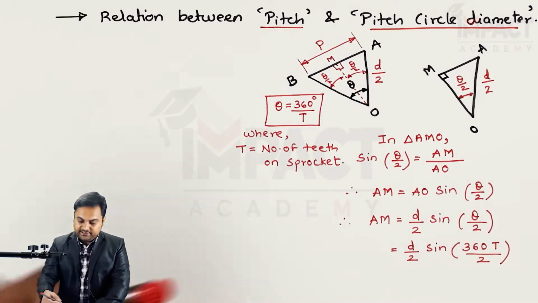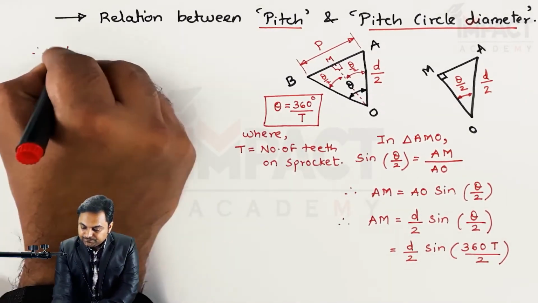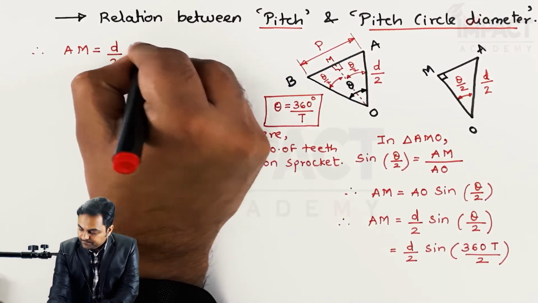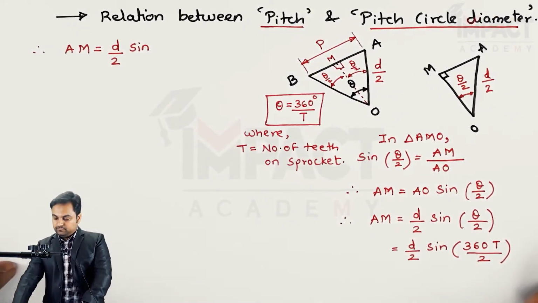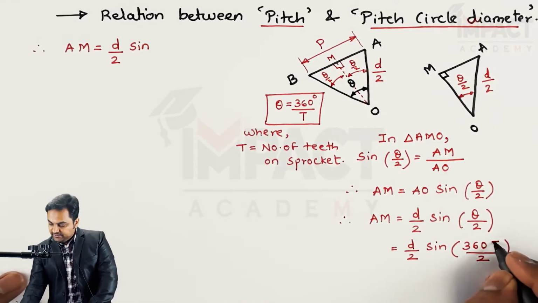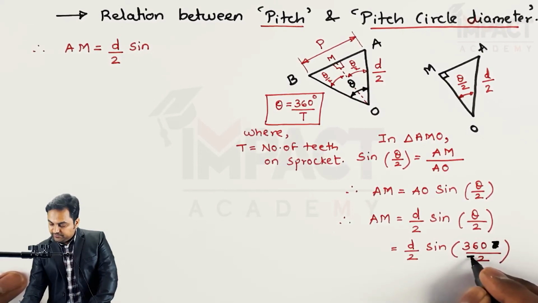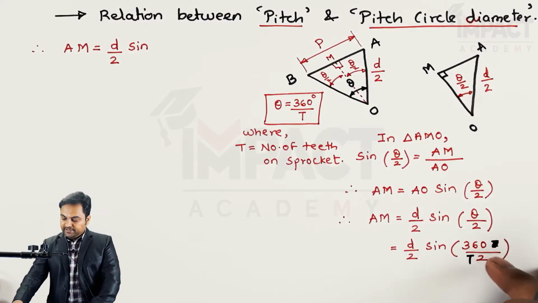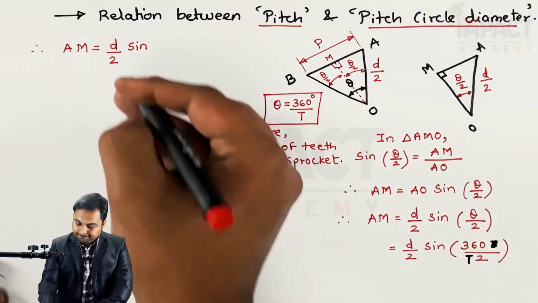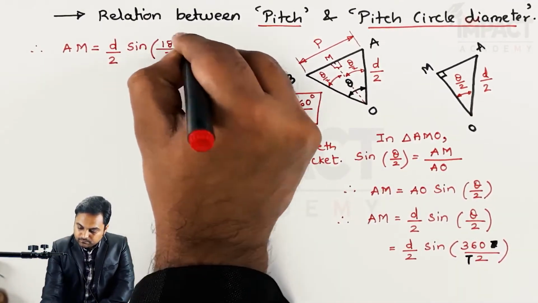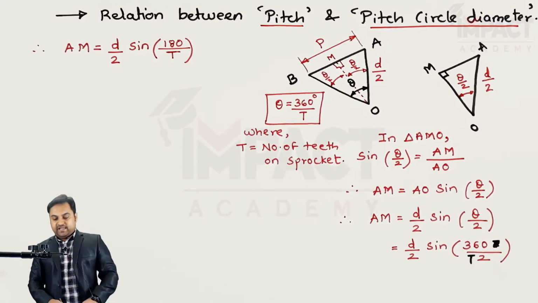So finally I will be getting the value of AM as D by 2 sine of 360 divided by T. Actually here T is not in the numerator, but it is in the denominator, so it is 360 by T. That will give me the value as 180 divided by T after cancellation, and this is the value of AM.